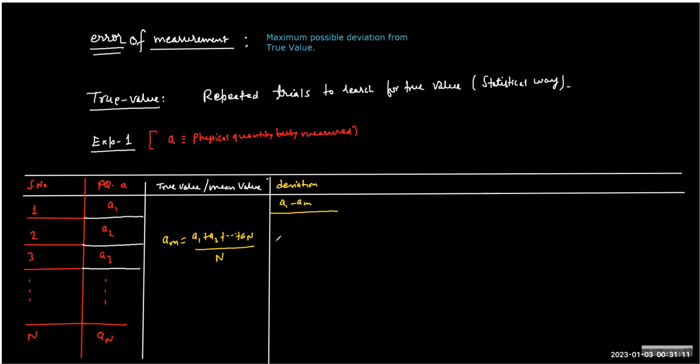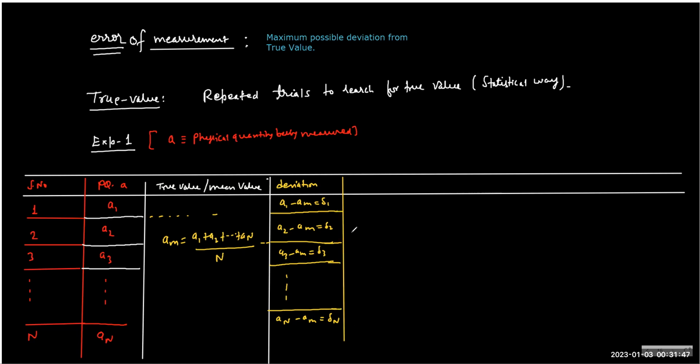The next, what can you write here? A2 minus A mean. You may name them del 1, del 2. And then you get AN minus A mean. But the problem with the deviation is that it could be positive or it could be negative, isn't it?